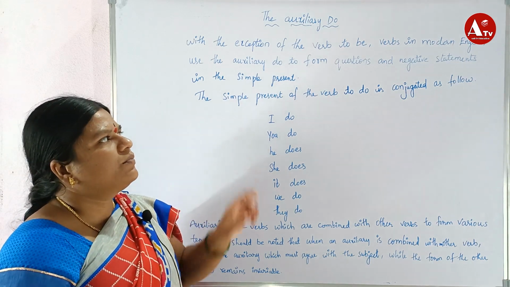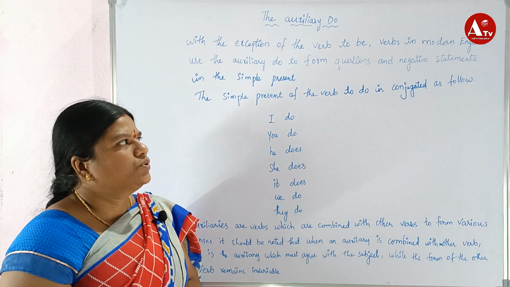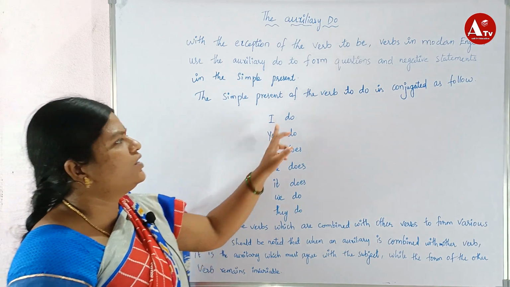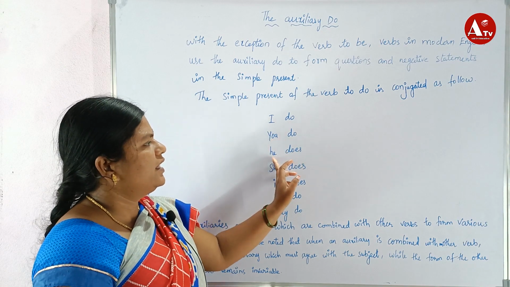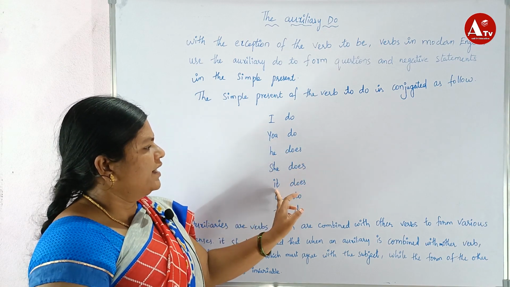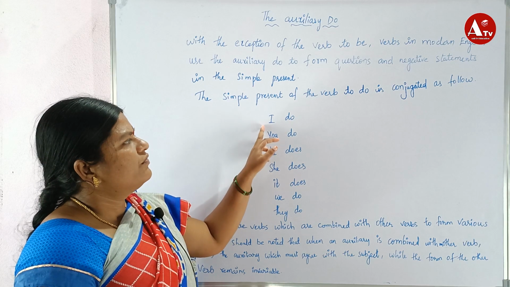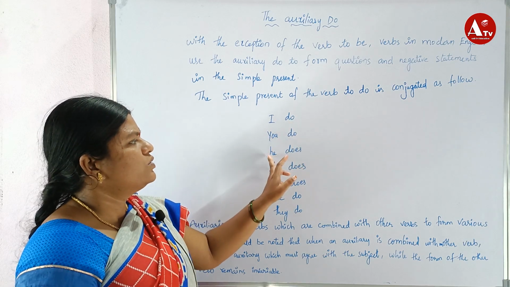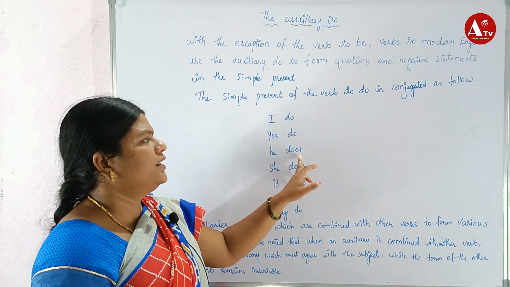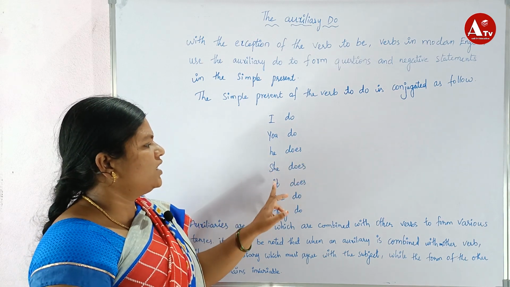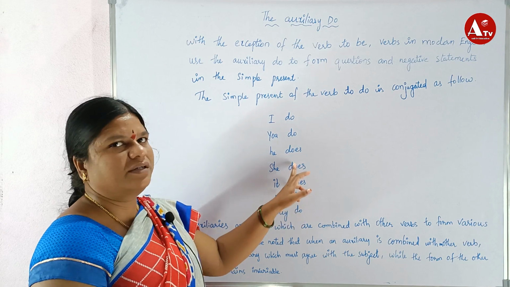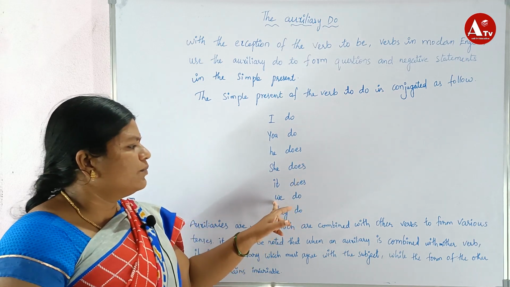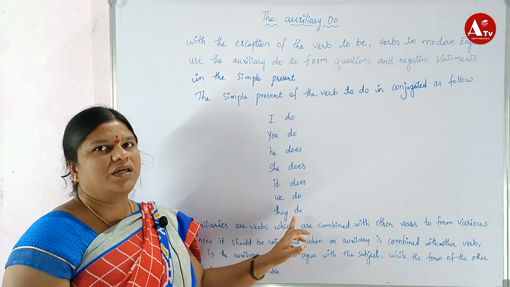The simple present form of the word to do is conjugated as follows: I do, you do, he does, she does, it does. For the first person, do is used, and for the second person also do. When it comes to the third person, does. He, she, it, all three follow does. In the plural form: we do, they do.